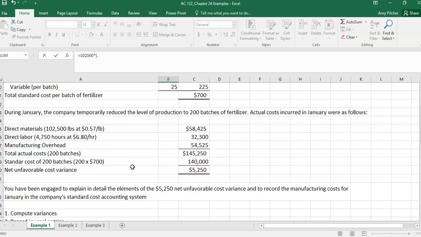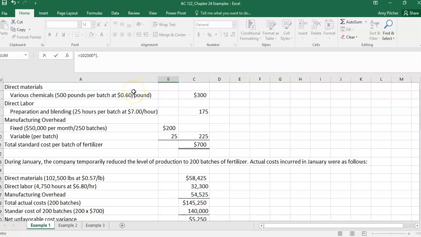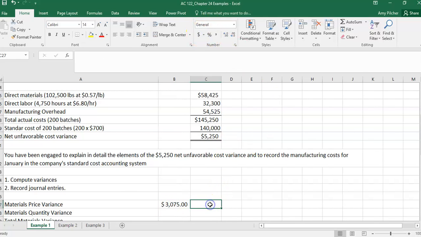So we budgeted 60 cents per pound, and we paid 57 cents per pound. So our materials price variance is $3,075. We saved 3 cents a pound versus what we budgeted. That is a favorable variance because we saved money.